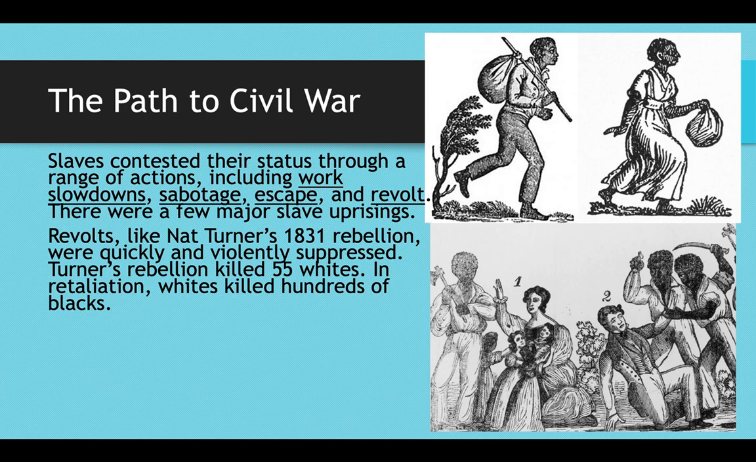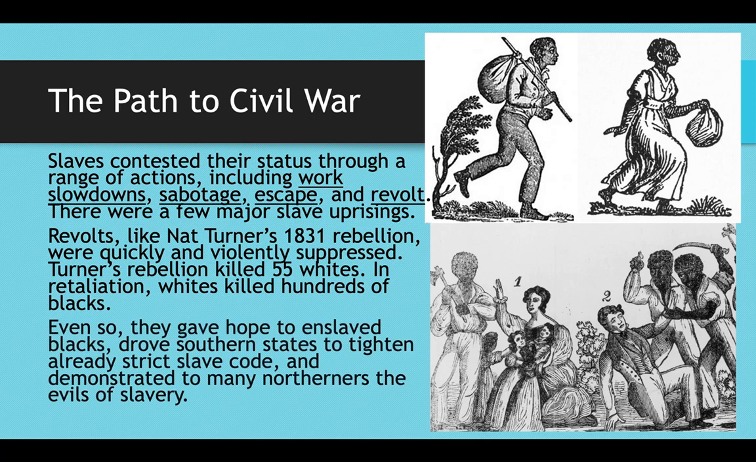But throughout the course of this rebellion, Nat Turner, a runaway slave, carried out a campaign to kill all whites he could find, especially white slave owners and their families. Turner's rebellion killed 55 white people, and then in retaliation, whites killed hundreds of black people, even some who weren't particularly involved in the murders of the 55 whites. Even so, they gave hope to enslaved black people.